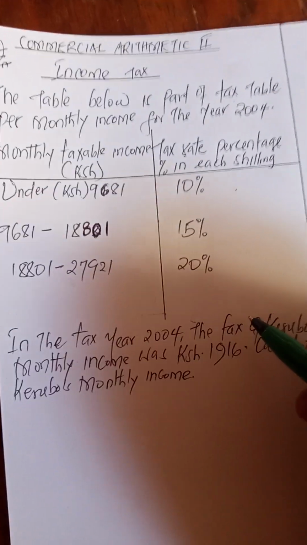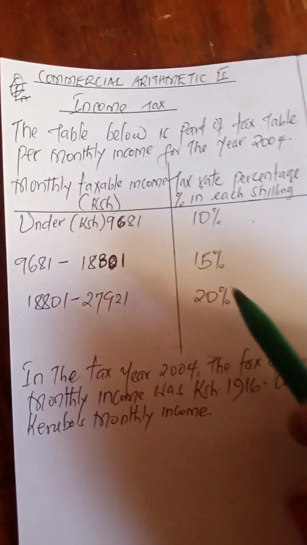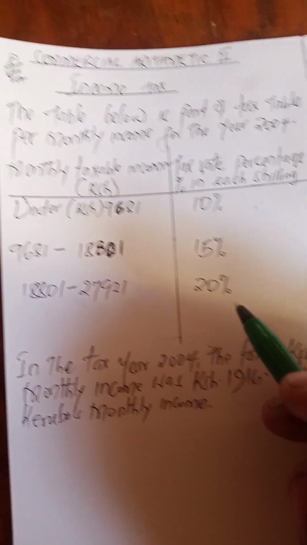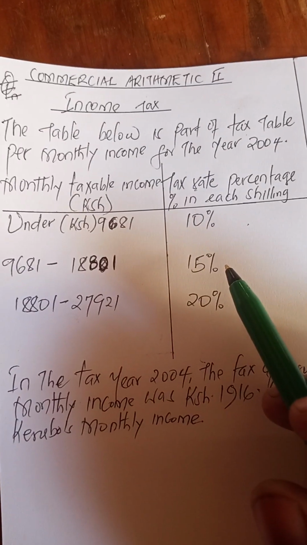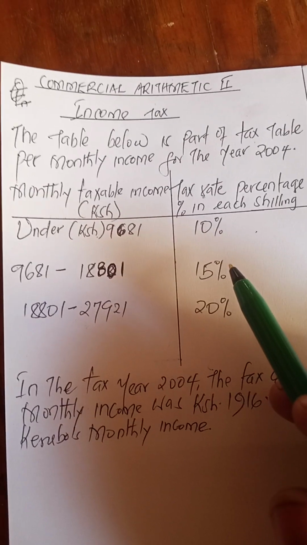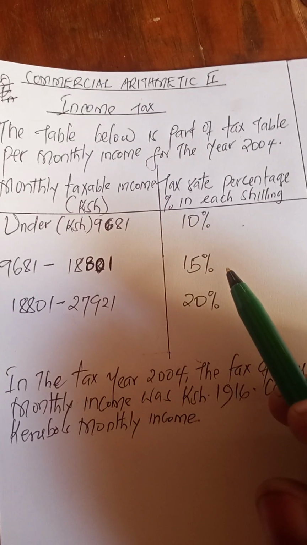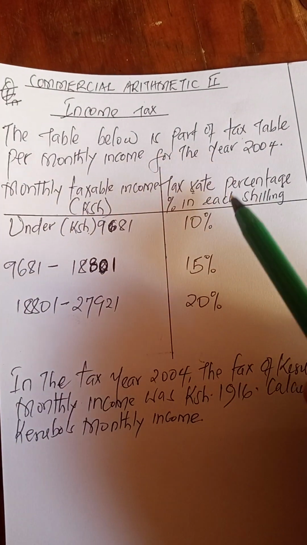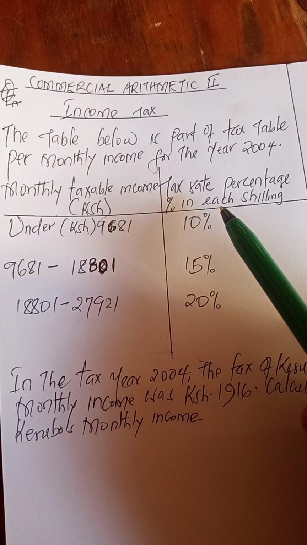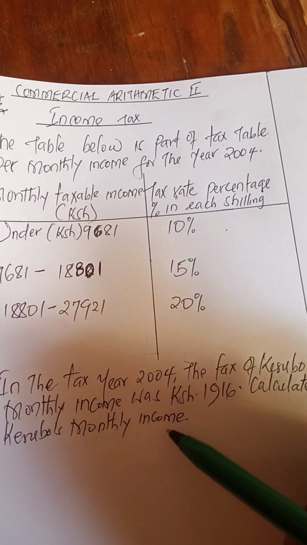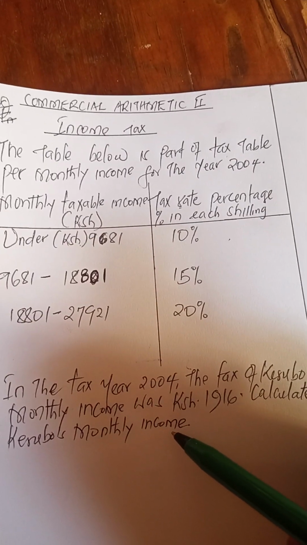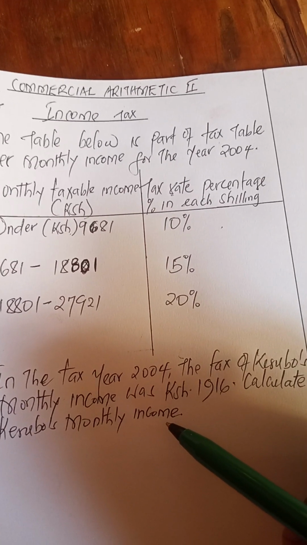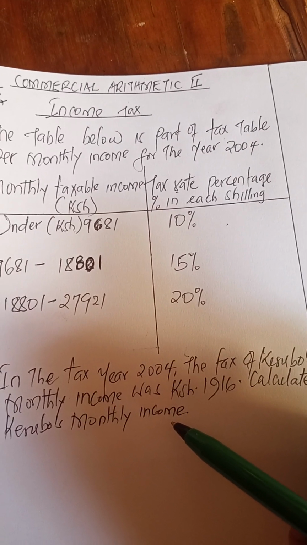Today we are handling a question in Commercial Arithmetic II, a topic in Form 3 under income tax. The question reads: the table below is part of a tax table per monthly income for the year 2004. Monthly taxable income is given, and then we have the percentage that is charged in each shilling. In the tax year 2004, the tax of Kerubo's monthly income was 1,916. Calculate Kerubo's monthly income.